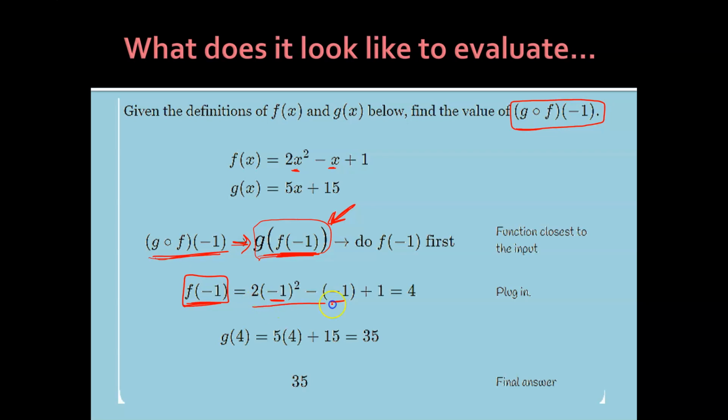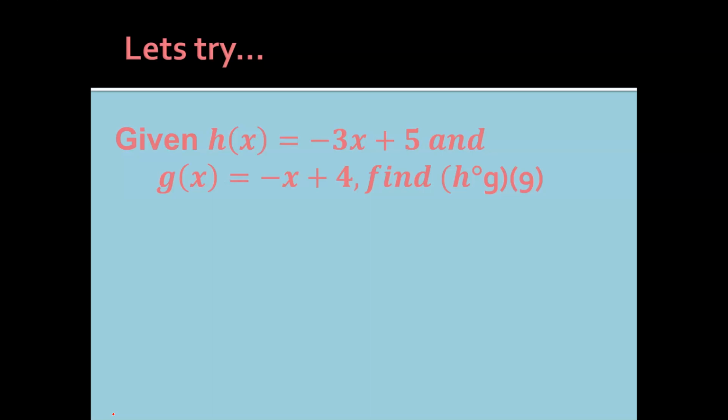When I type all this in my calculator, I get the answer to be 4. But that's not your final answer, because that just takes care of f of -1. So I now can replace f of -1 with 4, and I have g of 4, which means I'm going to replace all of g's x's with 4, type that in my calculator, and I get my final answer to be 35. Okay? So let's actually do some, because that'll help out. All right, so let's try.